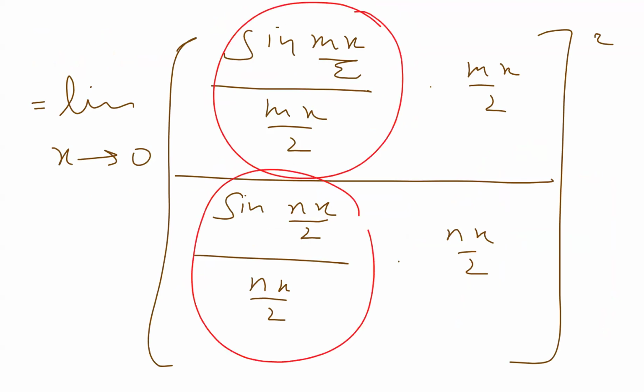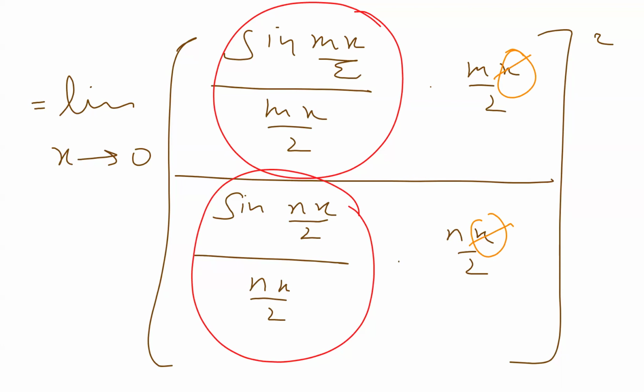Guys, what are these circles? 1. Great. What will happen to this x which is left? This x and this x? So they'll cancel. They'll get cancelled. Perfect, because this is multiplication and division.